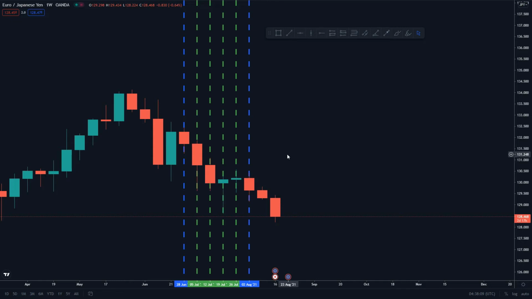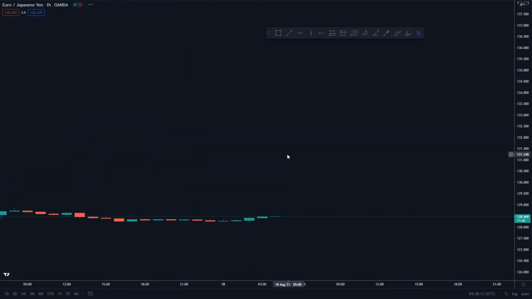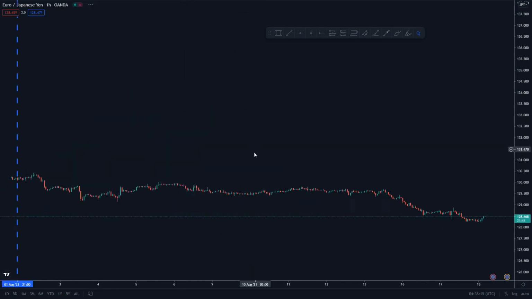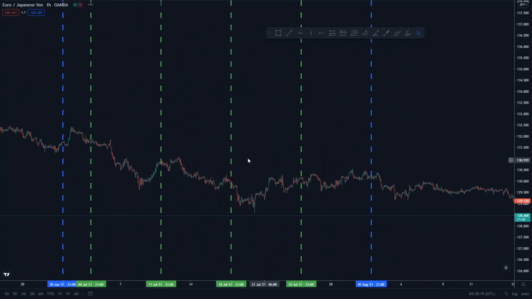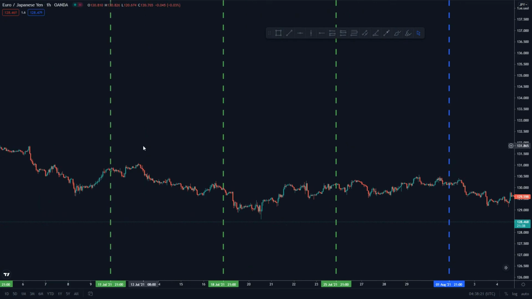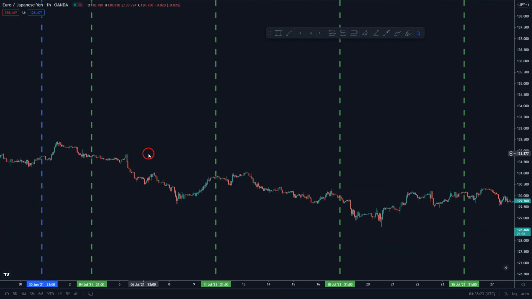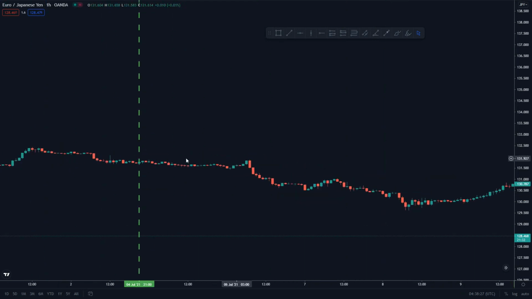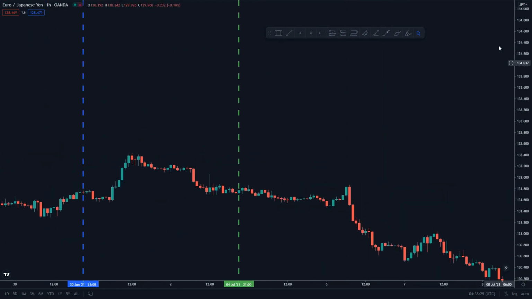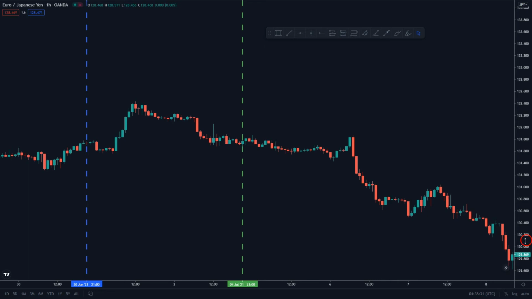So now I go on the 1 hour time frame, like this, and from there I'm going to identify this period, the beginning of this month, of the previous month.